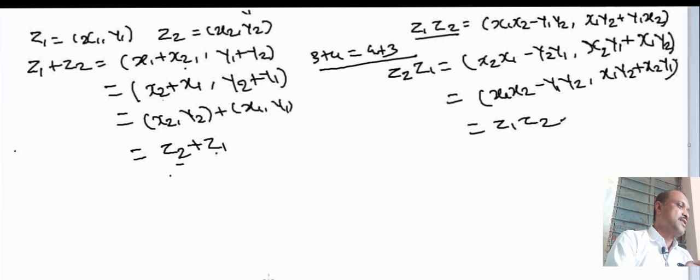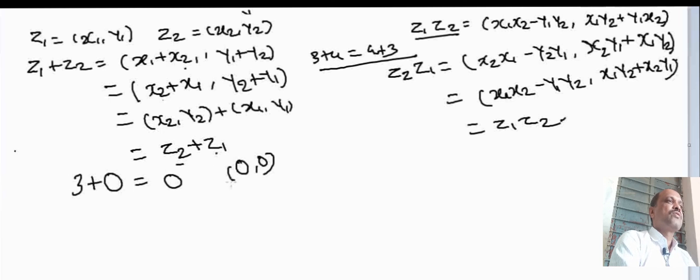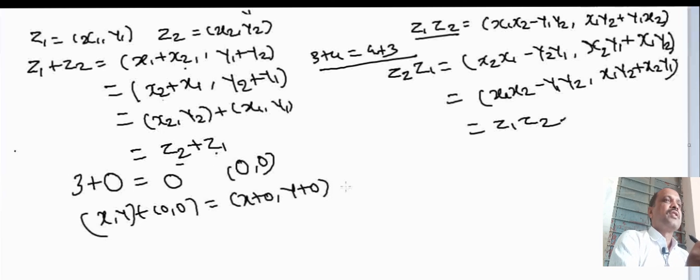Now, let us define the identity element for complex numbers. We know that 0 is the additive identity for real numbers, for example 3 plus 0 is equal to 3. Similarly, if we write the ordered pair (0, 0), we can see that (x, y) plus (0, 0) equals (x plus 0, y plus 0), which equals (x, y). So this (0, 0) is the additive identity for complex numbers.